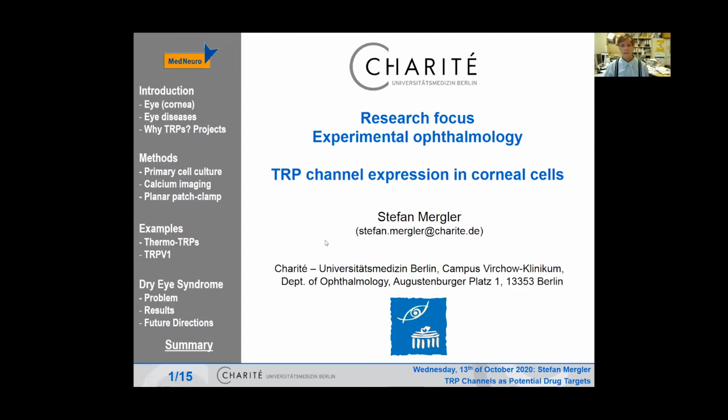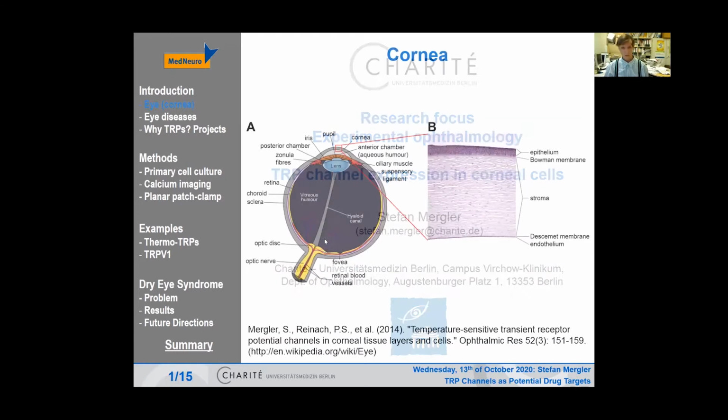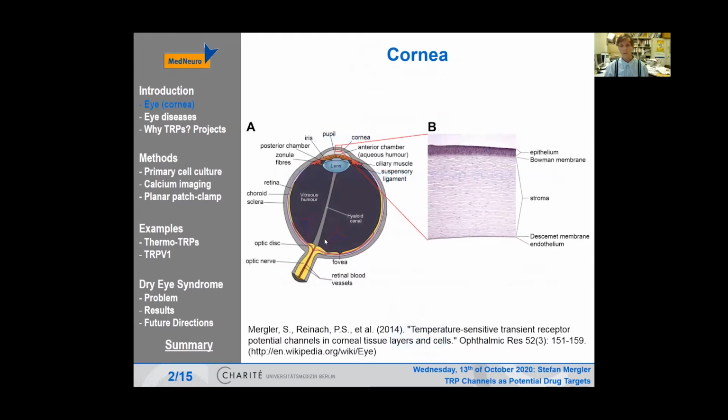The first thing you can see is the anatomy of the inner eye. The eye can be divided into an anterior part and the back part. As you know, there's the retina and the nerve fibers connected here in the retina, but also in the cornea. It's not shown here directly, but there are also nerve fibers in the cornea.